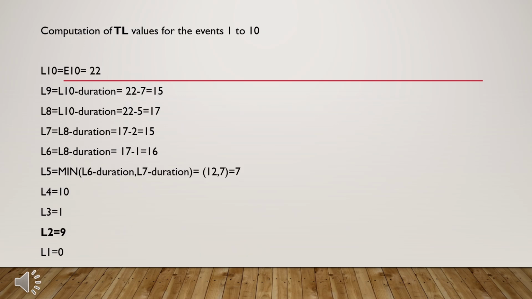Computation of TL values for the events 1 to 10. L10 equals E10 equals 22. L9 equals L10 minus duration, equals 22 minus 7, equals 15. L8 equals L10 minus duration, equals 22 minus 5, equals 17. L7 equals L8 minus duration, equals 17 minus 2, equals 15. L6 equals L8 minus duration, equals 17 minus 1, equals 16.